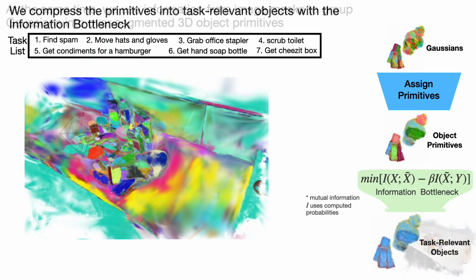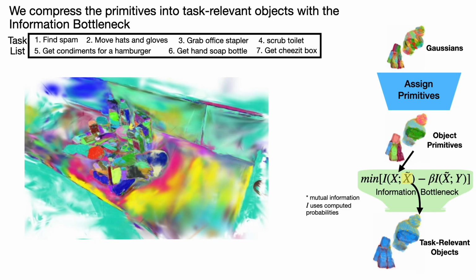Our final step to address our last problem is to form objects at the correct granularity. For this, we apply the information bottleneck to cluster the object primitives into task-relevant objects at the correct task-driven granularity. The information bottleneck takes in an initial signal, x, which in our case is the 3D object primitives. The goal is to find a compressed signal, x tilde, which in our case is the desired task-relevant objects.